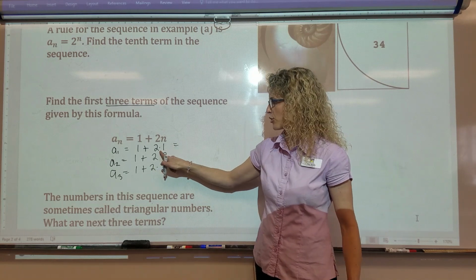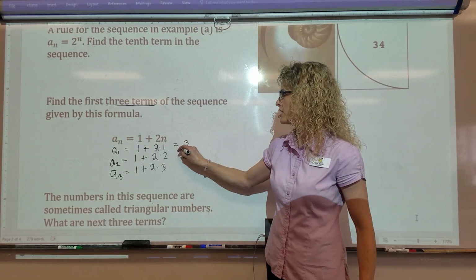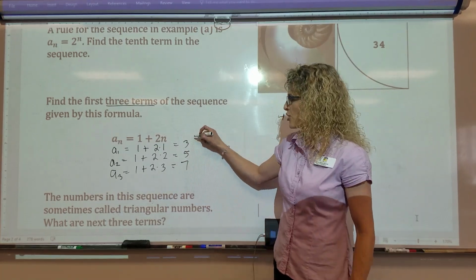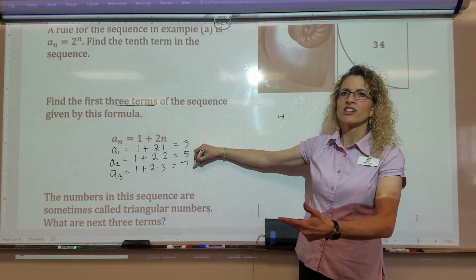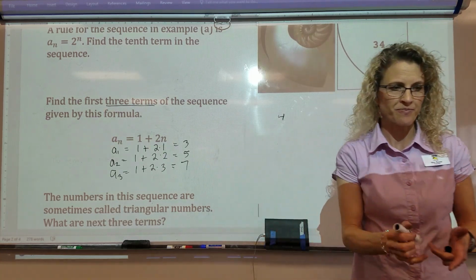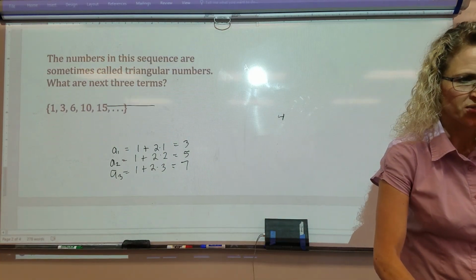So I'm going to just multiply first, then add. 2 plus 1 is 3. 4 plus 1 is 5. 6 plus 1 is 7. So I can see my pattern. 3, 5, 7. The next one would be 9, 11, 13. Okay? This one's cool.